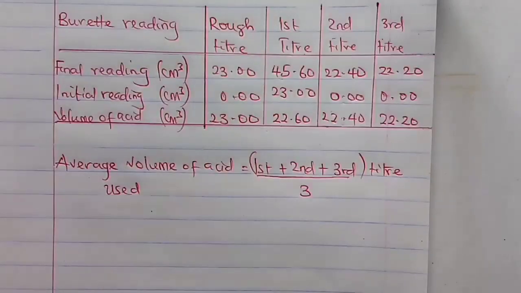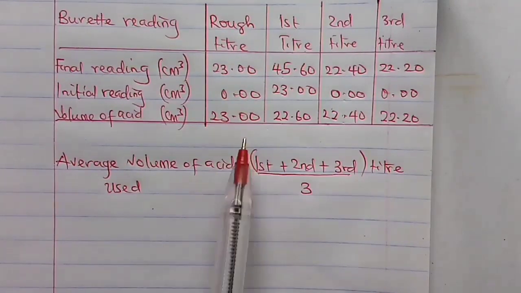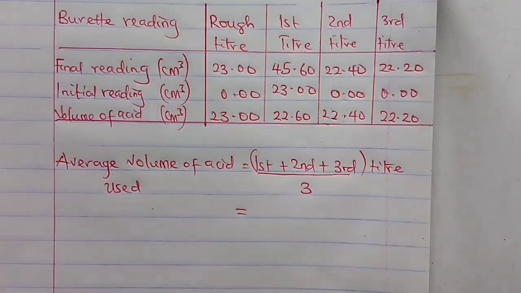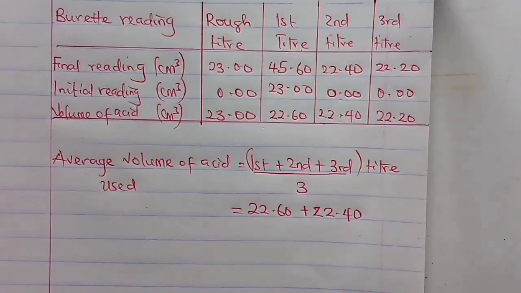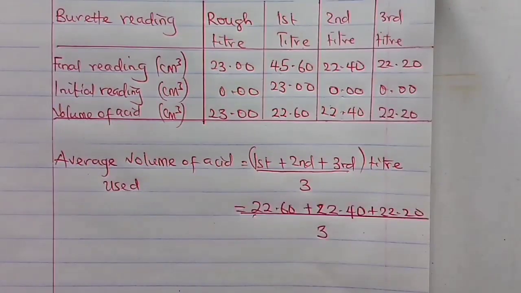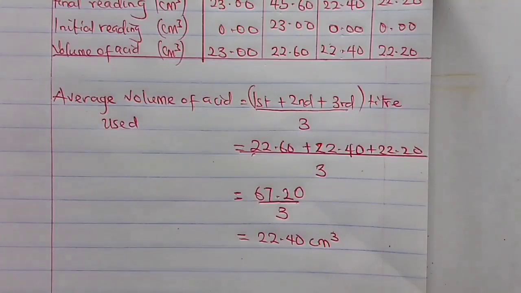The next thing to do is to find the average volume of the acid used. Here we are using the first, second, and third titer, all over 3. If we take the first titer to be 22.60, the second titer to be 22.40, the third titer to be 22.20, then divided by 3. Summing it up, the average volume here becomes 22.40 centimeter cube.